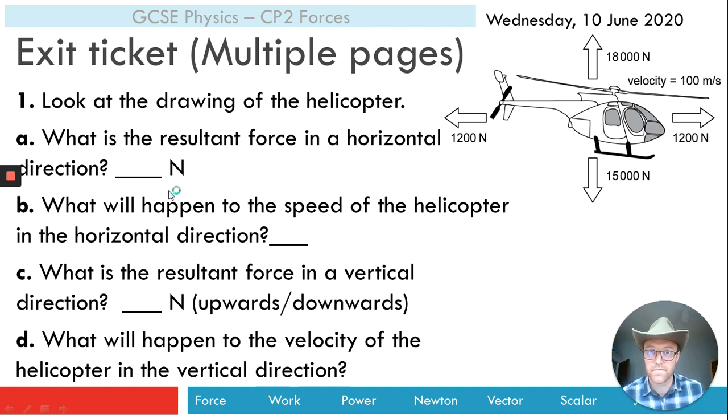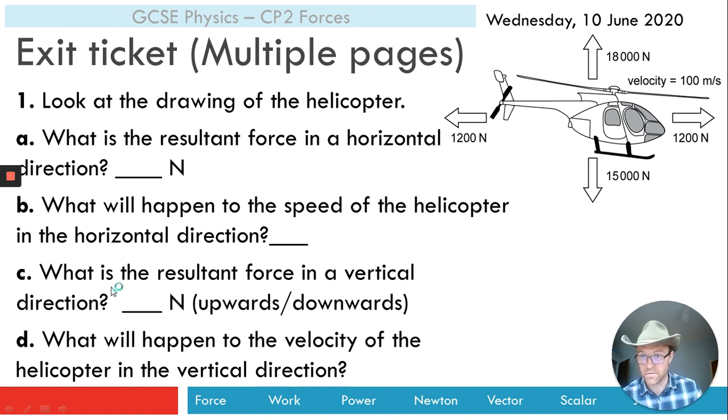Look at the drawing, look at the forces acting. A: What is the resultant force in a horizontal direction? That is, if we add up all the forces in a horizontal, that is left to right direction, what is the resultant force? B: What will happen to the speed of the helicopter in the horizontal direction? That is, to the left and right. Will it speed up? Will it slow down? Will it stay moving at a constant velocity?